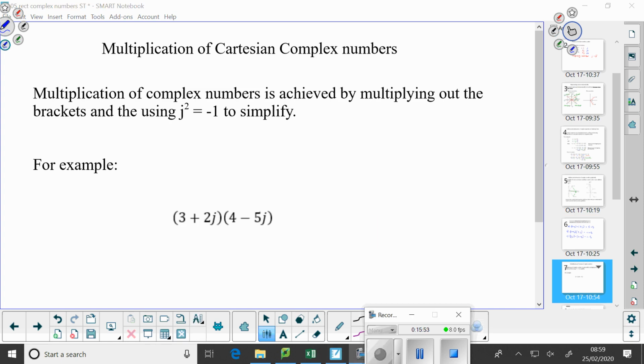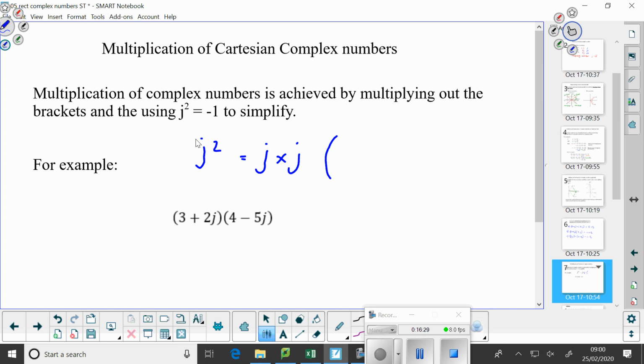Right, next bit, gents. Multiplication of complex numbers is achieved by multiplying out of brackets and using the fact that j squared is equal to minus 1. Okay? Just going to qualify that. J squared. What we're saying is it's j times j.